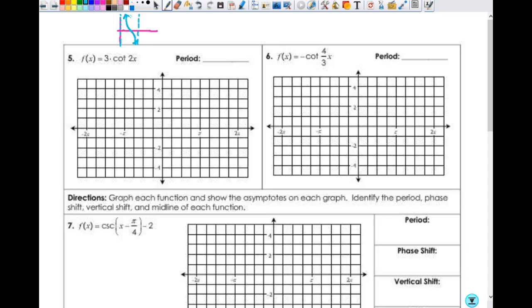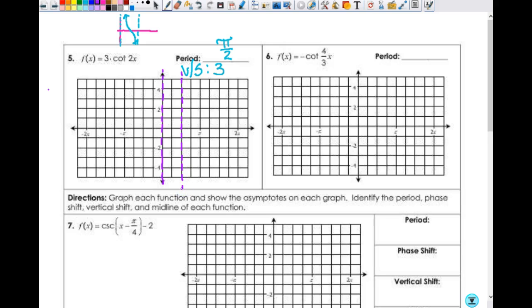We're on number 5 on the back. What is the period here? Pi halves. Good. Pi halves, because it's pi for cotangent. And then I have a vertical stretch of what? 3. Okay. So there are no translations. So for cotangent, because this is the actual cotangent graph, I have an asymptote at 0. So I'm still going to have an asymptote at 0. Then I put the next one at the end of the period, which is at pi halves. Right here.